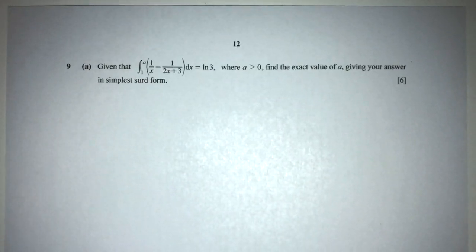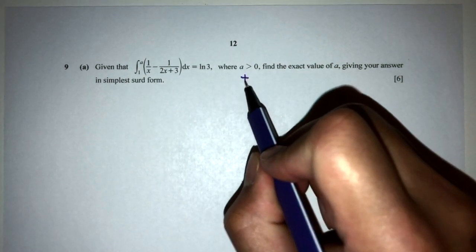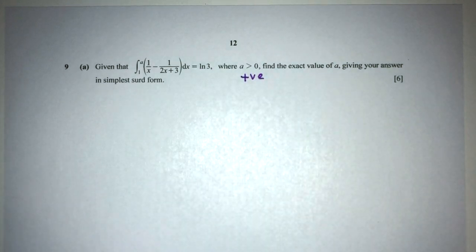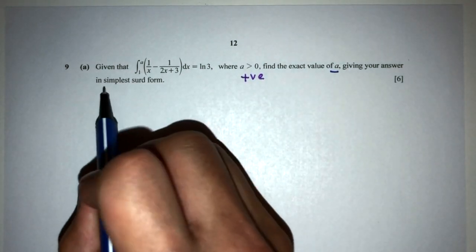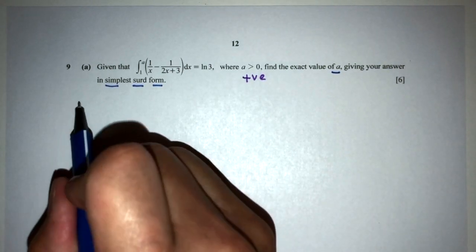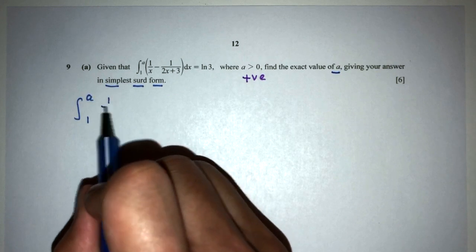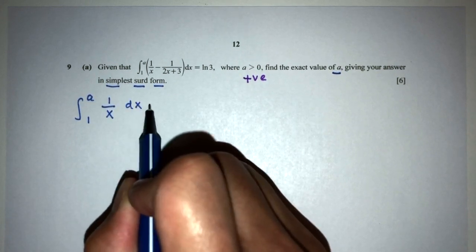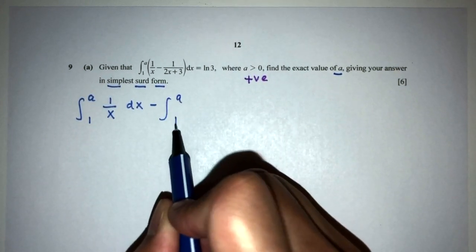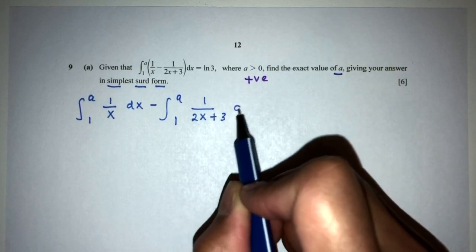Now for question number 9, given that the integral of this is equal to ln of 3, where a is a positive value, we have to find the exact value of a, giving the answer in the simplest surd form. So one by one, how would you integrate this? We can break it down first. That will be the integral of 1 over x dx minus the integral of 1 over 2x plus 3 dx.